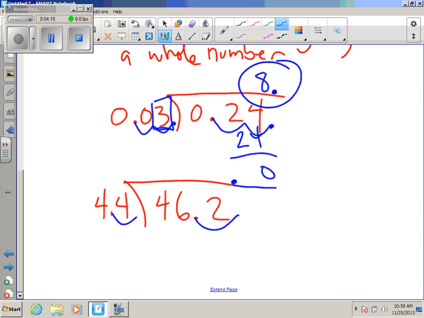44 now is what we're working with. Into 46 is 1. So make sure I put that 1 right over the 6 in 46. To our left, I drop this 2. Does 44 go into 22 after I drop that 2? What has to go there? A 0. Now, in order to bring it to completion, 44 into 220.